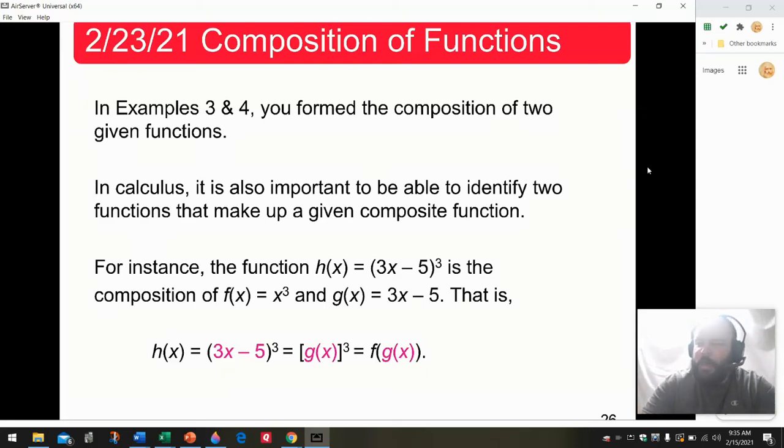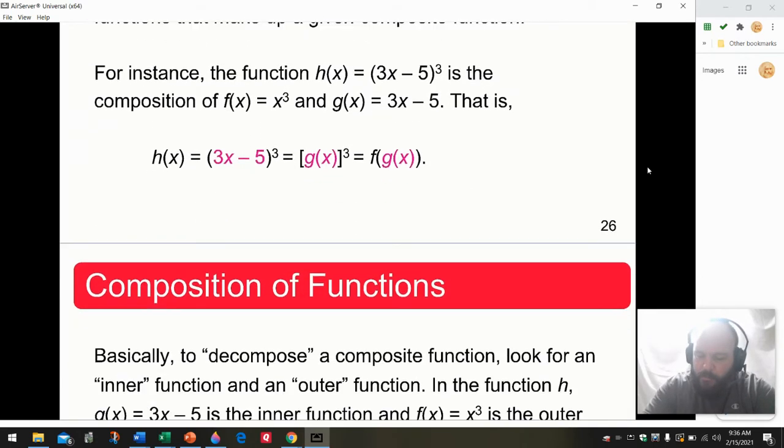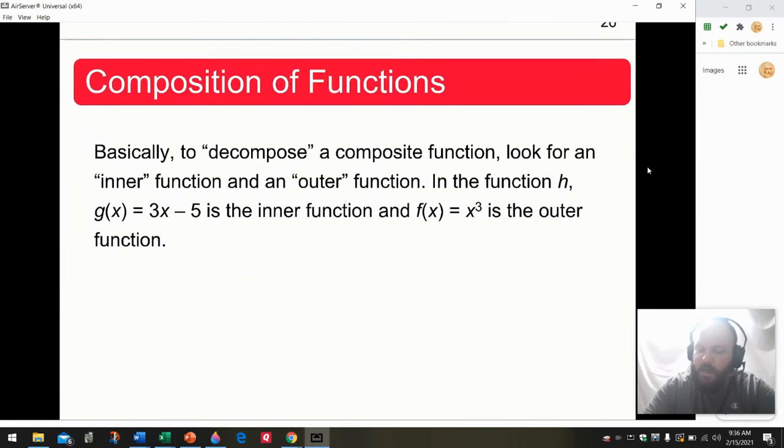Hello, everybody. So today we're going to continue our discussion in Chapter 2, Section 6. In the previous video, I showed you how to compose two functions, which is to take one function and put it into another function. What I'm going to show you today is how to decompose functions, which is the exact opposite of what I showed you yesterday. Yesterday, we were taking two functions and combining them into one. Today, we're going to take one function and tear it apart and decompose it into two separate functions. And so basically to decompose a composite function, you look for an inner function and an outer function.